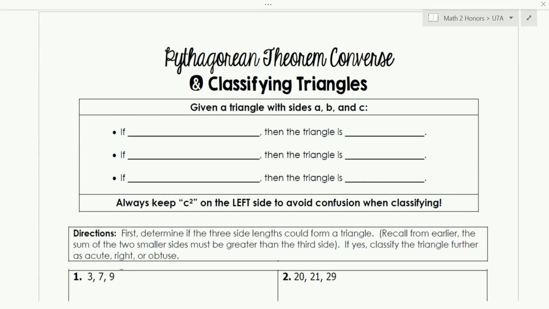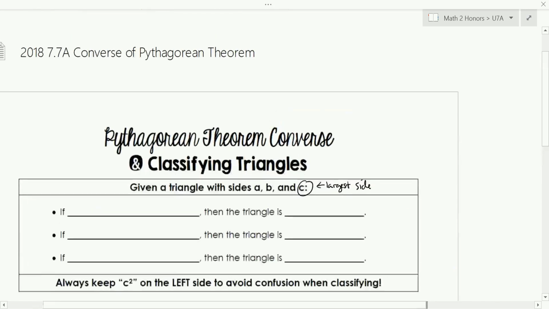So when I go over this, we're going to assume that C is the largest of the three sides, okay? So first of all, if I give you A, B, and C, three numbers where C is the largest number, how do we know if it can make a triangle or not? This is review.